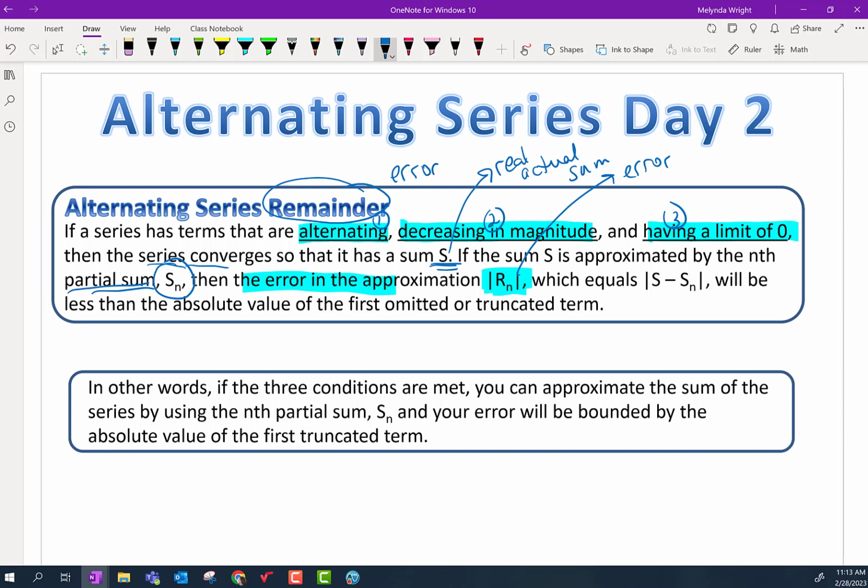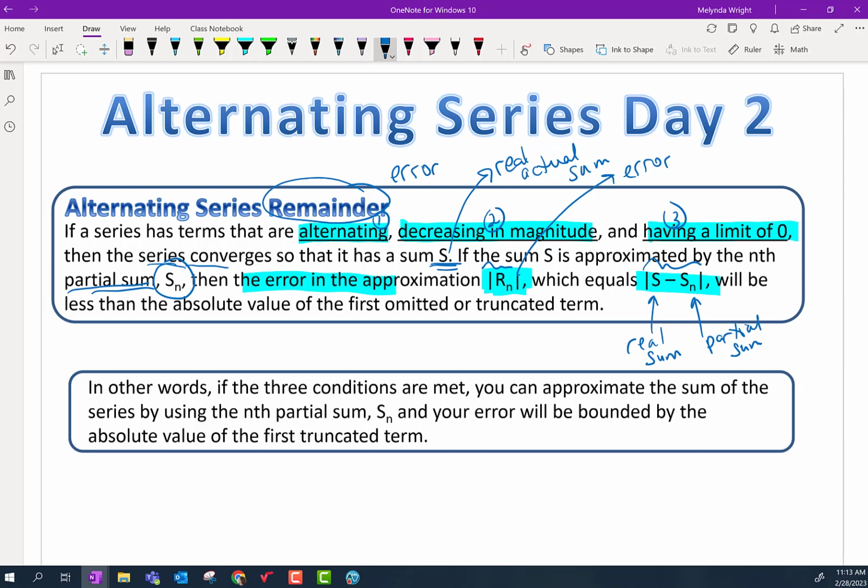And this is just a different way to write error. S, we talked about S just a few moments ago. This is the real sum, and this is the partial sum. I think it makes intuitive sense that if I knew what the real sum was and I subtracted the partial sum from it, then I would figure out what the error is. So that's just another way to write error. You can write R sub n, or you can write S minus S sub n, with n being a number.